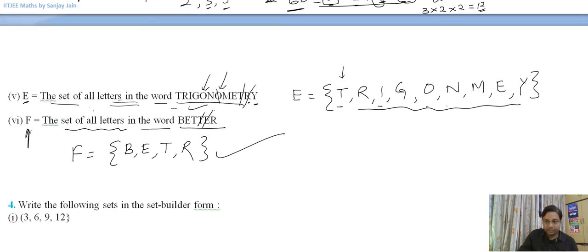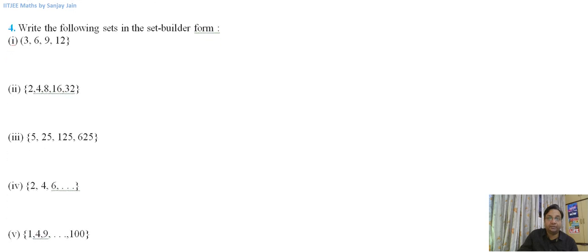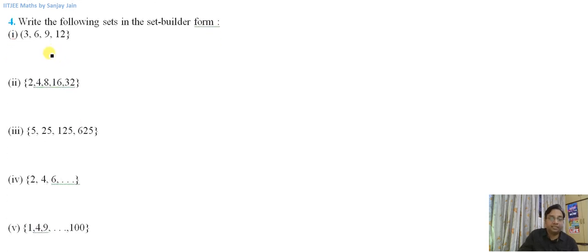Let us look at the next question. Write the following sets in set builder form. So now we'll have to write it in a set builder form. So we will need a rule that will define all the elements that are there inside the set. So let me write it as x such that x is equal to, now what is the rule?